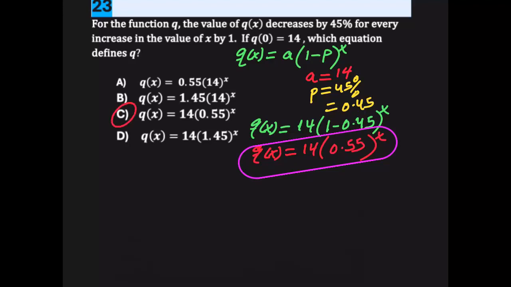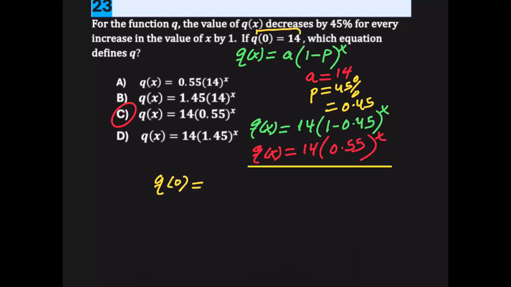We have been given that q of 0 is 14. Let's use that and see if we get 14 when we have q of 0. So q of 0 is equal to 14 times 0.55 to the power of 0. Any number to the power of 0 is 1, so q of 0 is equal to 14 times 1, which is 14.